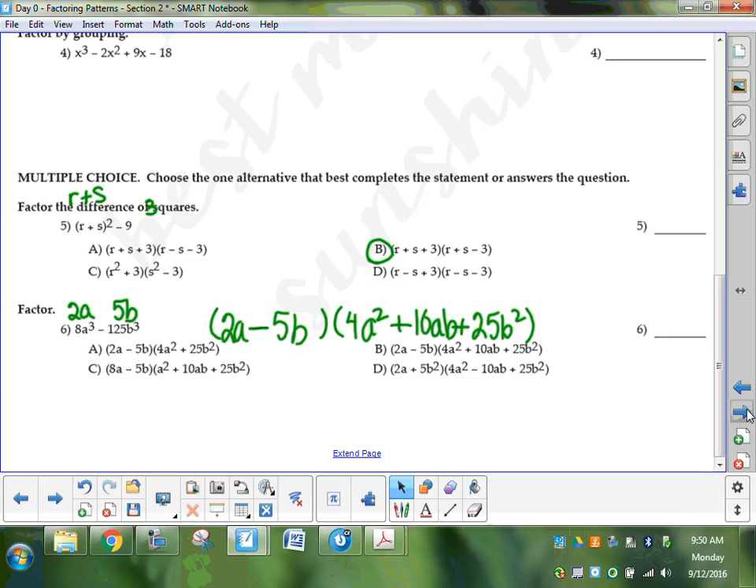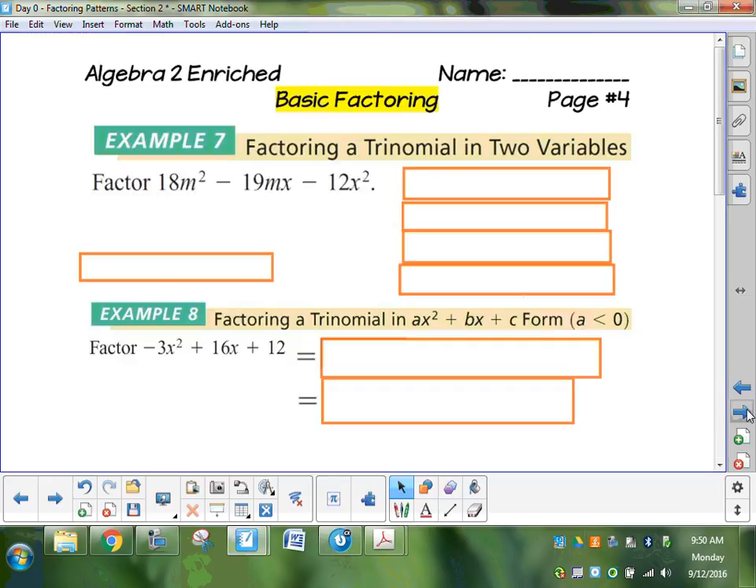Where did we leave off last time? Make sure, let's say this, go over please to the top of page 4.